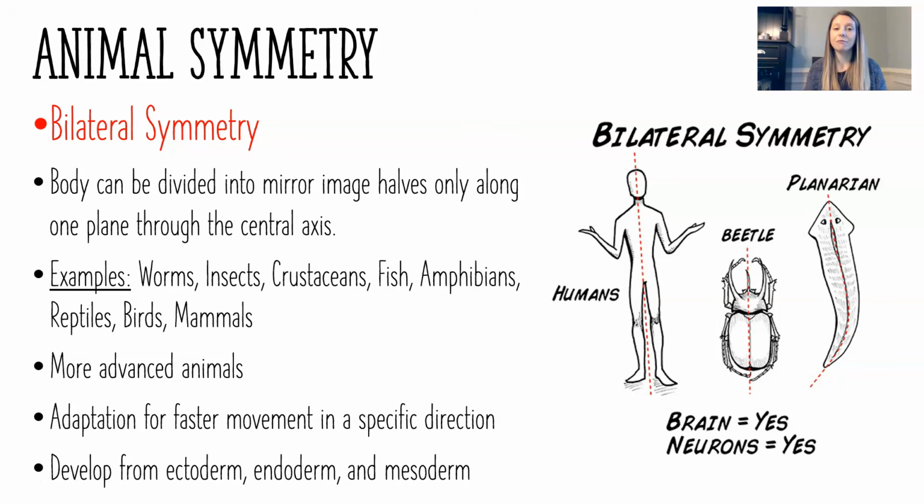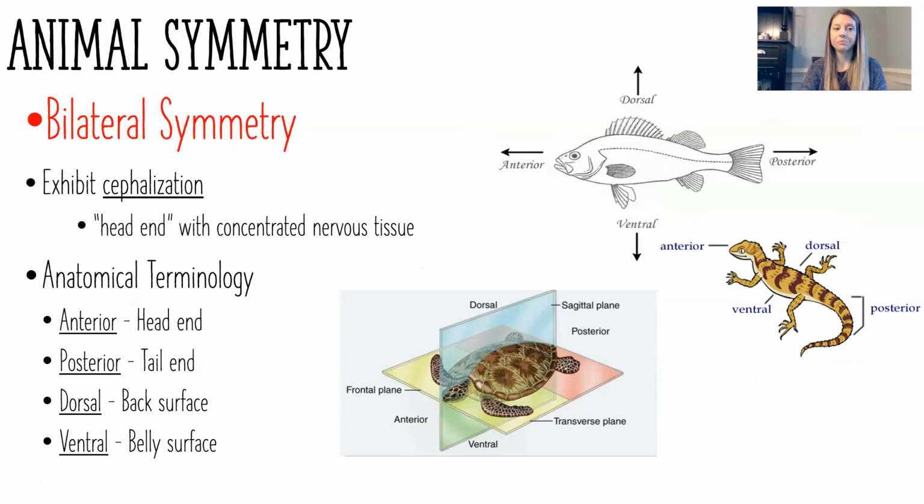Animals that have bilateral symmetry have developed from all three of the tissue layers: ectoderm, endoderm, and that more complicated mesoderm layer as well. Animals that have bilateral symmetry exhibit what we call cephalization, which means they have a thinking end, a head end with some sort of concentrated nervous tissue, either a brain-like ganglion or an actual brain. But they have cephalization, a head region.